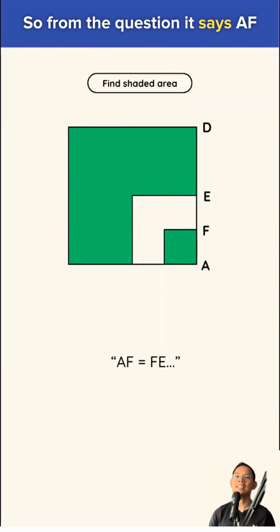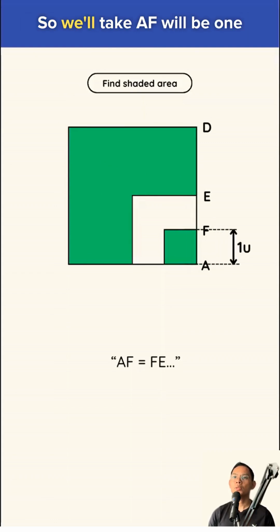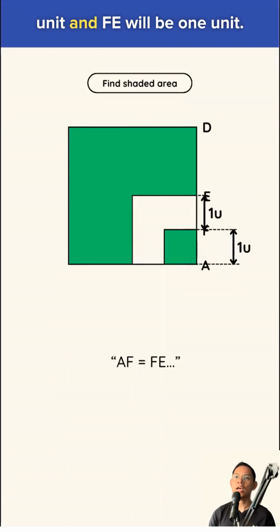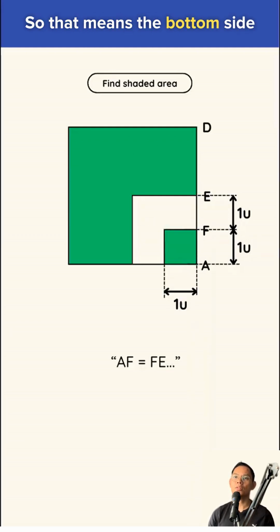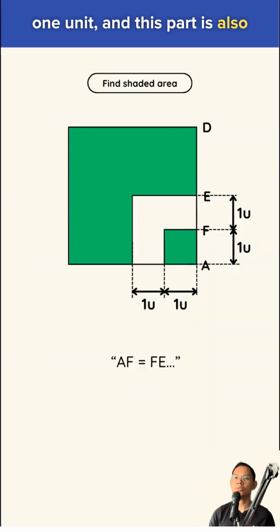From the question, it says AF is equal to FE. So we'll take AF to be 1 unit and FE to be 1 unit. This is containing squares, so the bottom side will also be the same, which is 1 unit, and this part is also 1 unit. Next, we can split them up into squares. These two little squares at the bottom right are four squares.